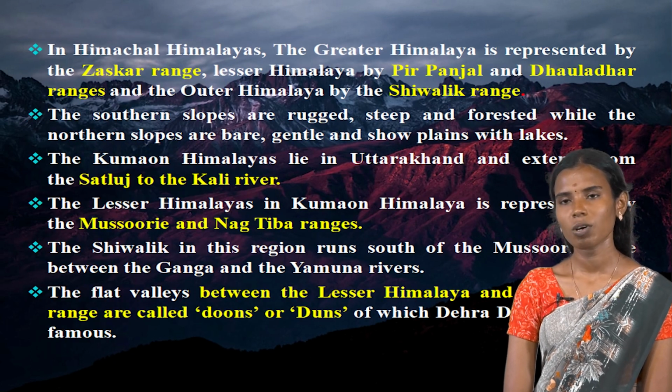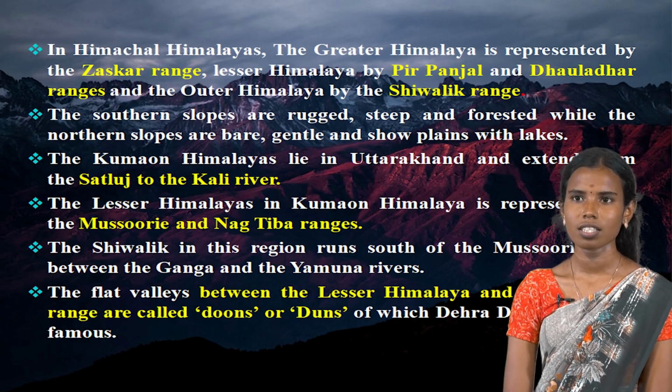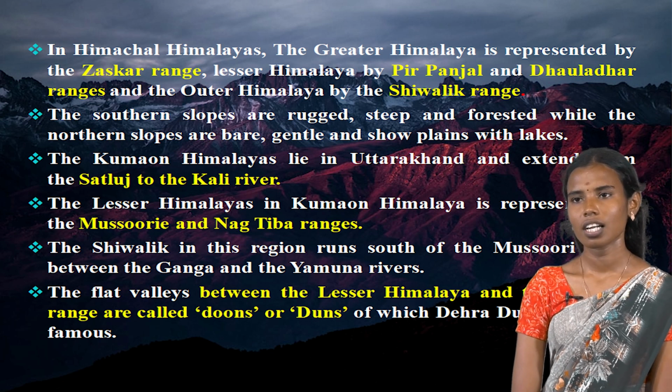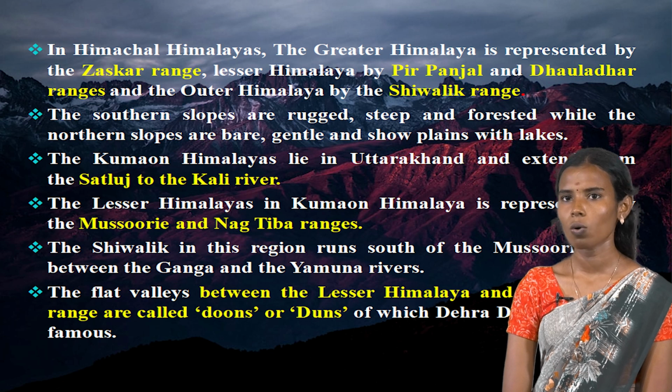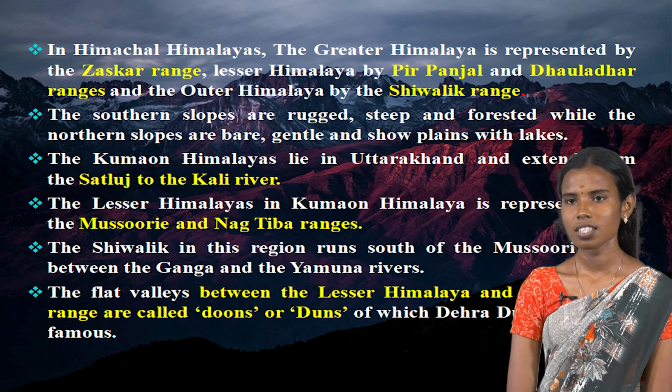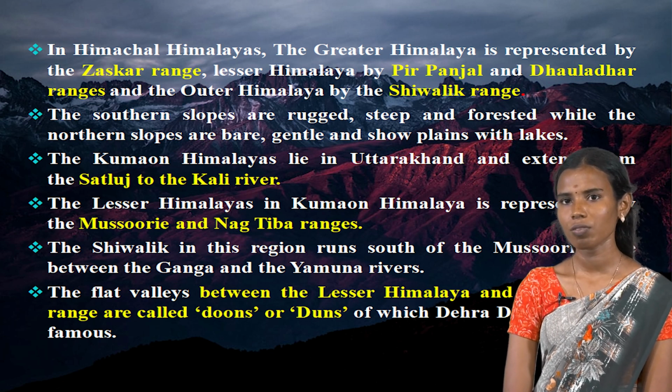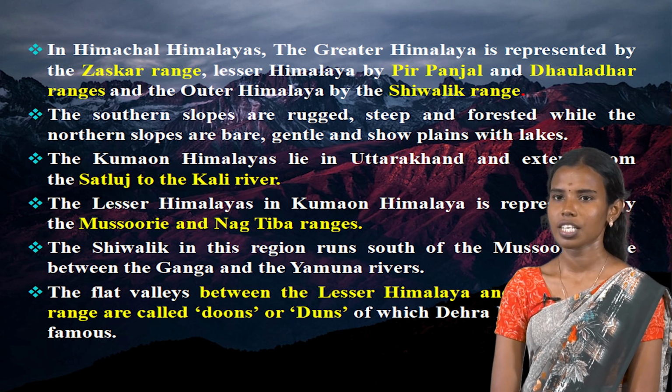In Himachal Himalayas, the Greater Himalayas is represented by Zanskar Range, the Lesser Himalaya is represented by Pir Panjal and Dhauladhar Range, and the Outer Himalayas by Shivalik Range. The southern slopes are rugged, steep, and forested, while the northern slopes are bare and devoid of vegetation.